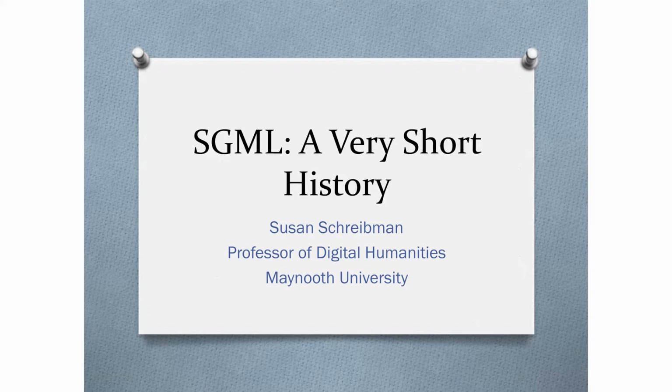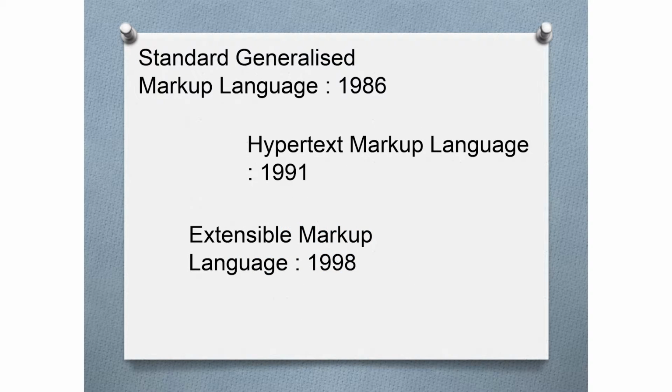I'm going to give you a very short history of SGML. So SGML, you could see it on this slide, was developed in 1986, HTML 1991, and XML 1998. What you might notice is SGML was developed prior to the World Wide Web. In fact, HTML is developed from SGML, and it is the language that enabled the World Wide Web.